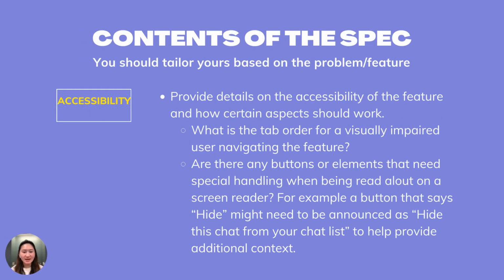Similar to privacy, accessibility is also important because we're not just building for the 80%. You also need to consider people who are visually impaired and think about how they would navigate your features. One good example is a button that says hide might need to be announced as hide this chat from your chat list instead of just hide, to help provide additional context for those users.